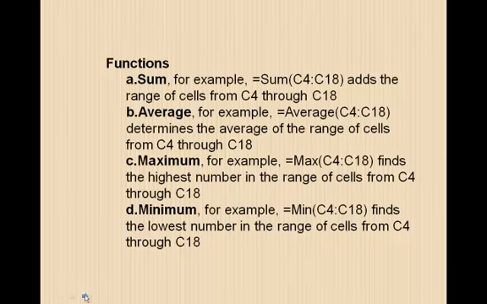Sum is simply addition. Here's an example: equals sum C4 through C18. Once again, you have to have the equal sign, or the spreadsheet is not going to know that you are performing a calculation. So sum means you're adding the range of the cells C4 through C18. You're adding everything that's in C4 through C18.